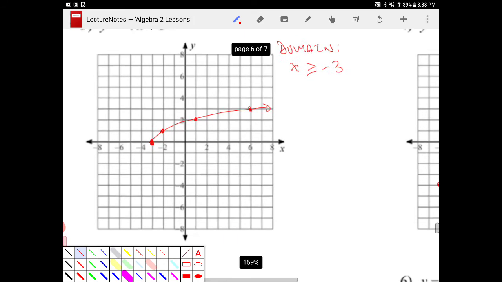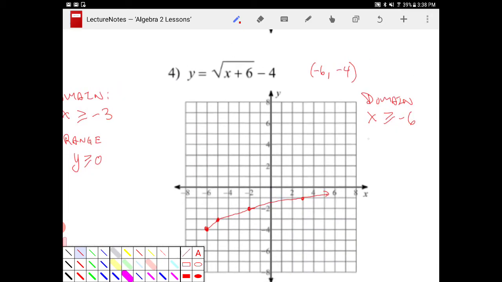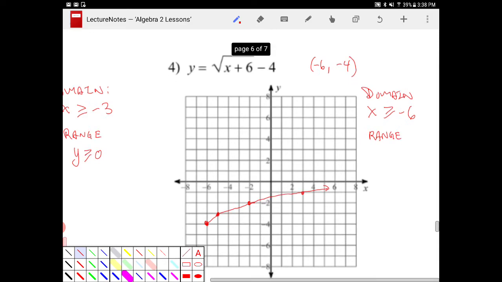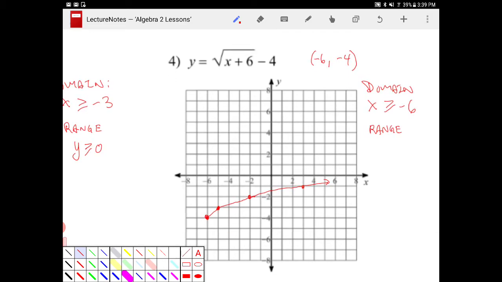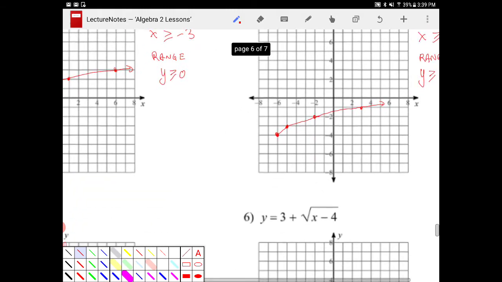Let's take a look at the next guy. The vertex is located at negative 3, 0. So the range, again, is greater than or equal to 0. What about this? The range, this one's a little different. Where does the y coordinate begin? It starts at negative 4. So y is greater than or equal to negative 4. In this case, negative 4 here, that's the starting point. That is our minimum. That's the lowest point on the function.